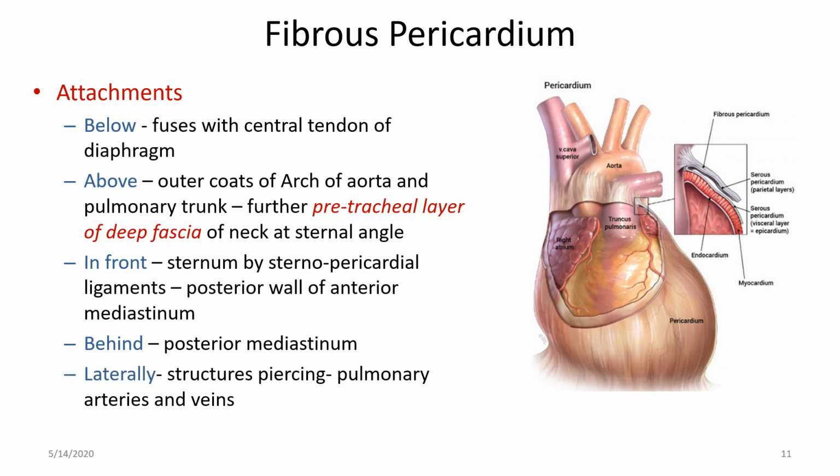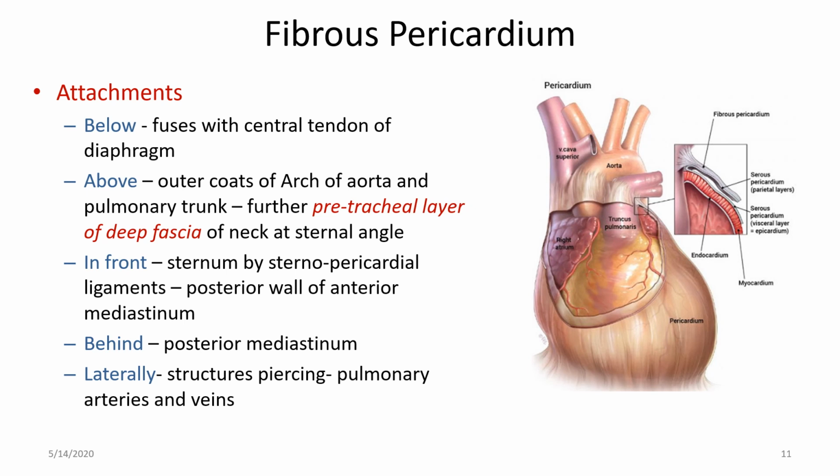Laterally, it is attached to the structures piercing the fibrous pericardium. So what are those structures? They are the pulmonary arteries and pulmonary veins.